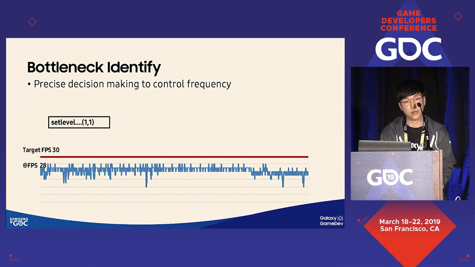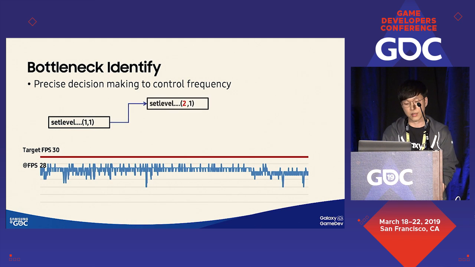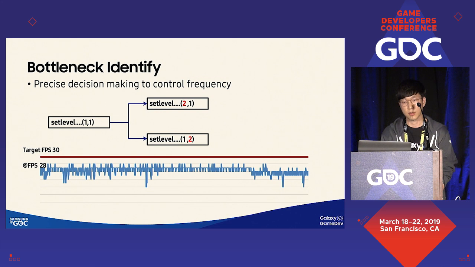What about bottleneck identification? Imagine that you are in this situation. Your game uses set level CPU and GPU by 1, and your game target FPS is 30. But your game is running around 28 FPS. So in this case, you should increase the CPU or GPU level. If your game is CPU bottlenecked, you increase the CPU level, or if GPU bottlenecked, you increase the GPU level. But you don't know the bottleneck point.